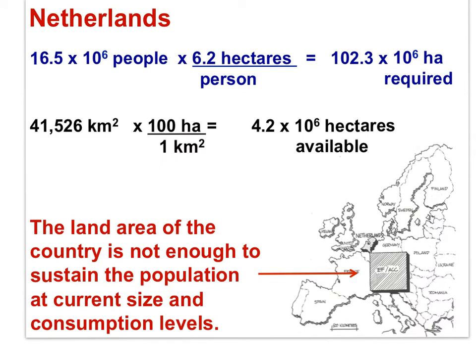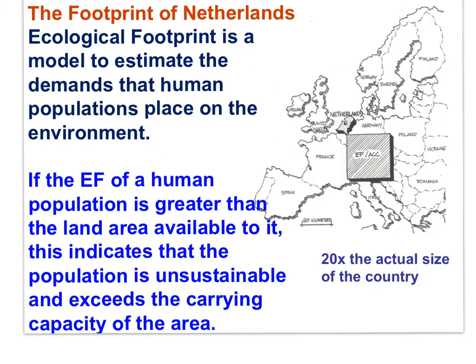Remember, going back to the beginning of this movie, that the land area required for the people of the Netherlands is greater than the land area available. If the ecological footprint of a human population is greater than the land area available to it, this indicates that the population is living unsustainably and exceeds the carrying capacity of the area. The ecological footprint is a model to estimate the demands that human populations place on the environment.